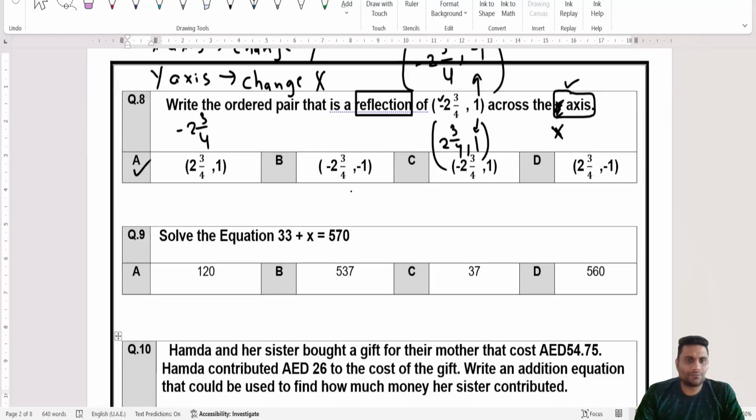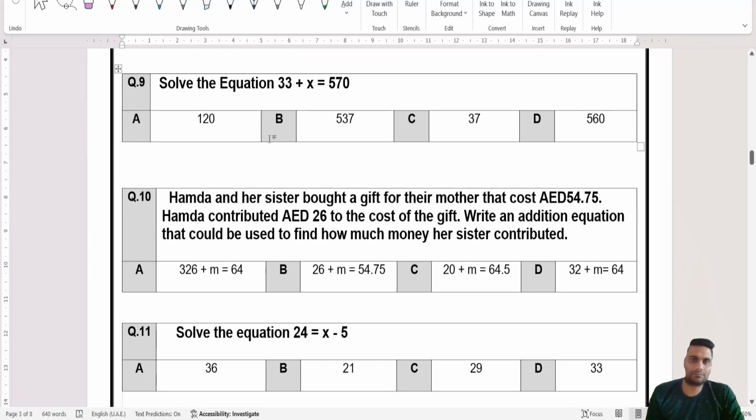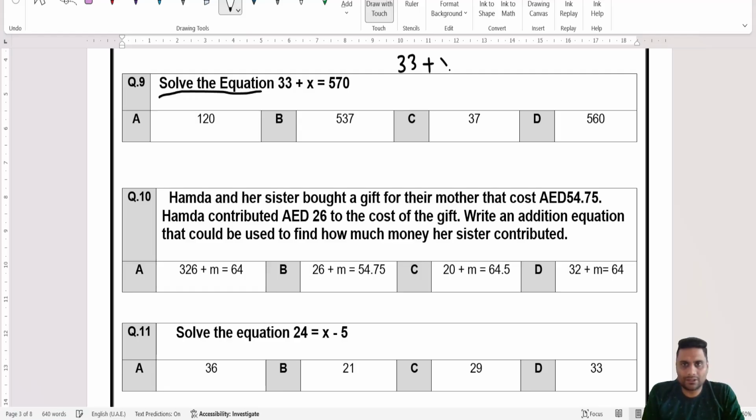Okay, question number 9. Now he says solve the equation. The equation is 33 plus x is equal to 570. What is the meaning of solving the equation? Solve means find the variable. What is the variable here? X. So I have to find x equal how much, right? This will be the answer. X equals something. If you check the answer, do I have any number with the x here? No number. The x is alone here.